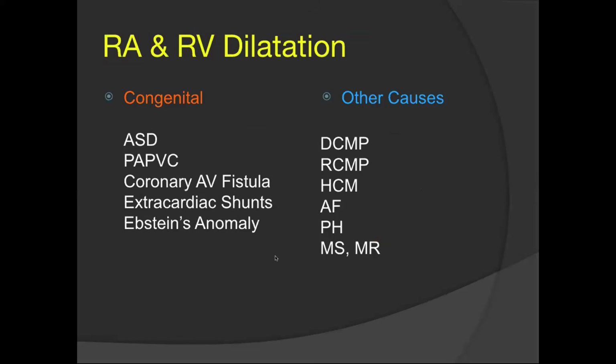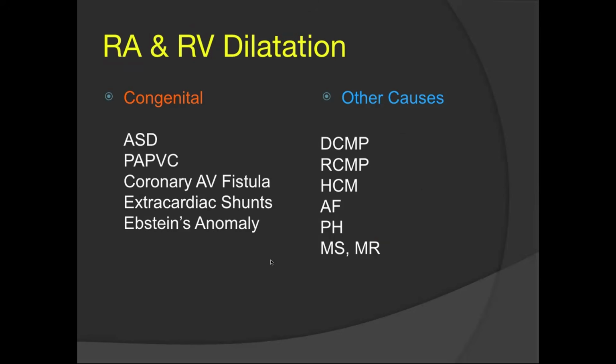So it adds a lot to the clinical information that we are getting if we incorporate these parameters of size, hypertrophy, function in our echo reporting. So coming to the topic assigned to me, the differential diagnosis of various causes of RA, RV dilatation.